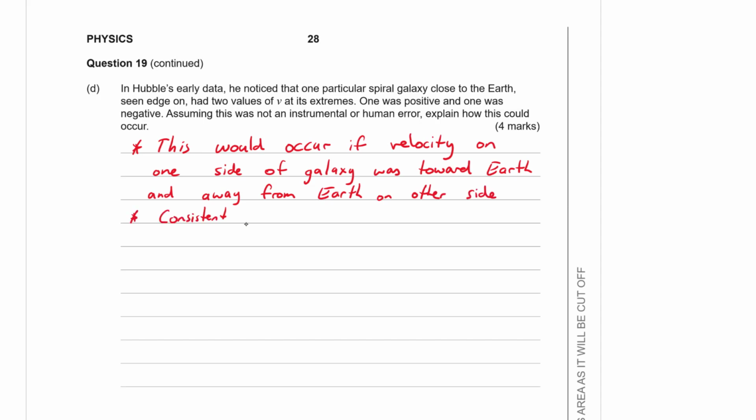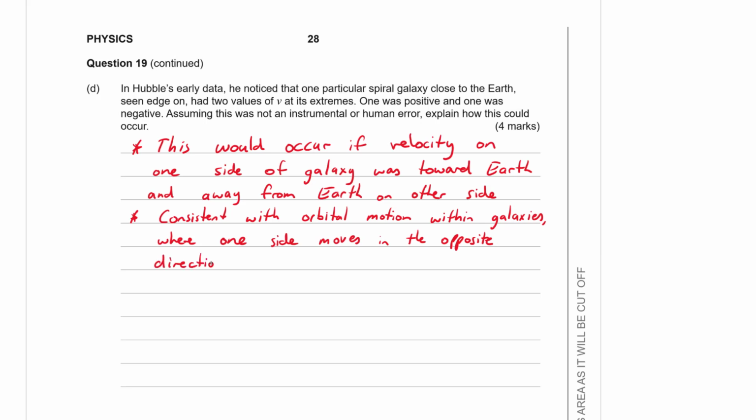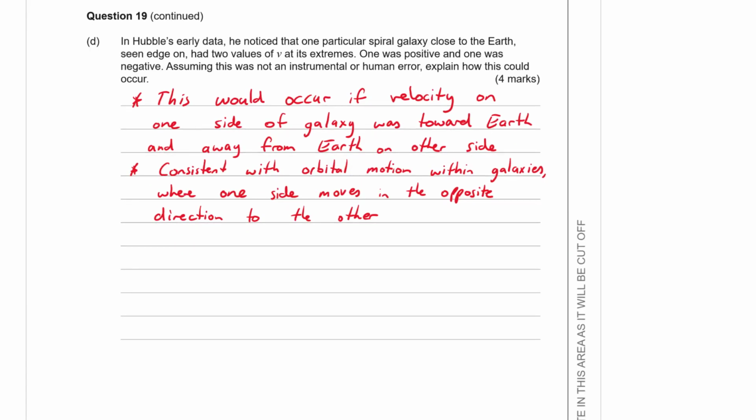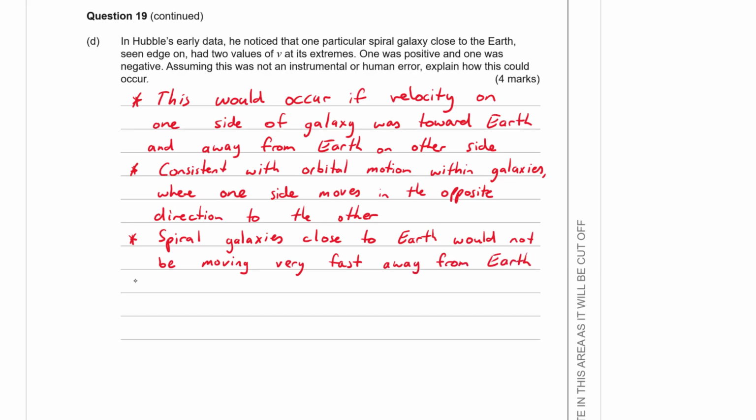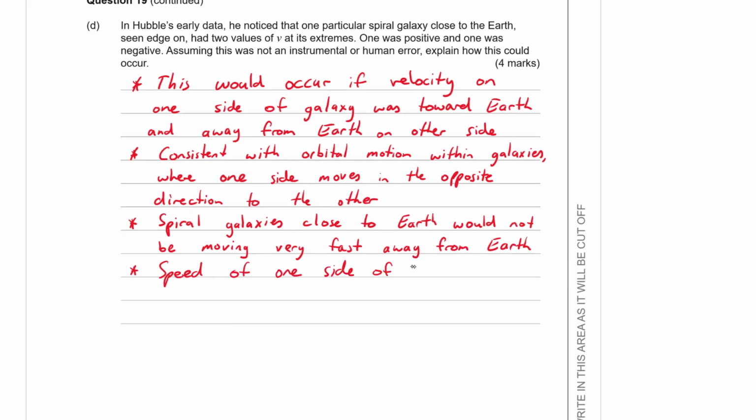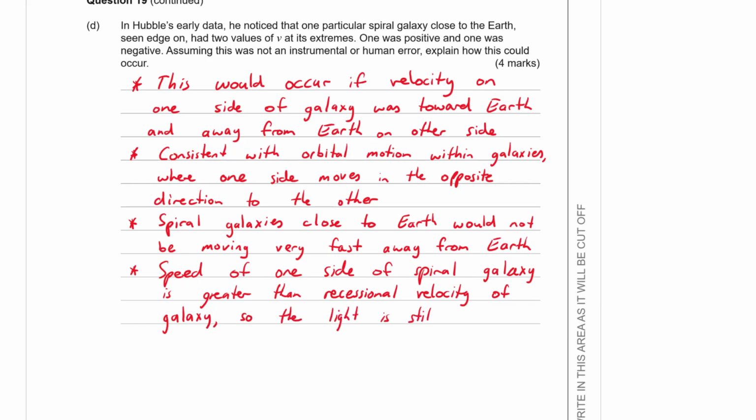Now, if it was a spiral galaxy that's close to the Earth, it would not be moving very fast away from the Earth. So due to the expansion of space, I wouldn't expect it to be traveling at a high recessional velocity, which means the side moving towards the Earth would still be blue shifted, because as a whole, it wouldn't be moving away from Earth because it has a much reduced effect of the expansion of space. So you could say that the speed of one side of the spiral galaxy is greater than the recessional velocity of the galaxy itself. So the light is still going to be blue shifted, because overall there still is a positive velocity.